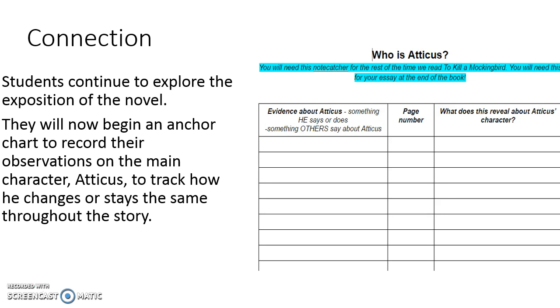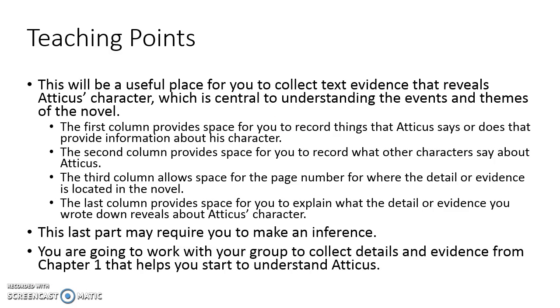So we have the students starting by reading the introduction of the book, a little bit of chapter 1, and then they start this anchor chart, which will record all of their findings on who Atticus Finch actually is. This chart will help them track how he changes or stays the same throughout the story, because again, we're trying to discuss how a person's character can lead them to do either right or wrong in taking a stand. So this will be a useful place for you to collect text evidence that reveals Atticus's character, which is central to understanding the events and themes of the novel.